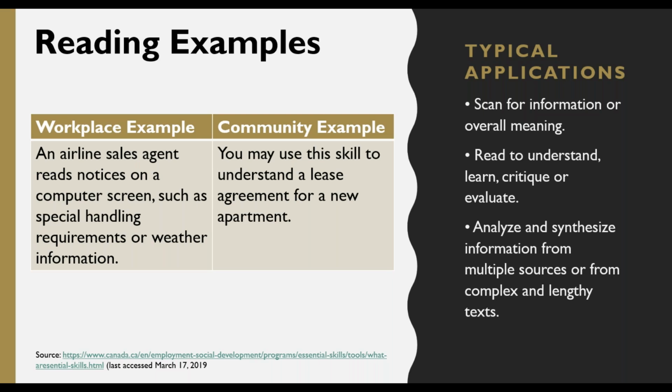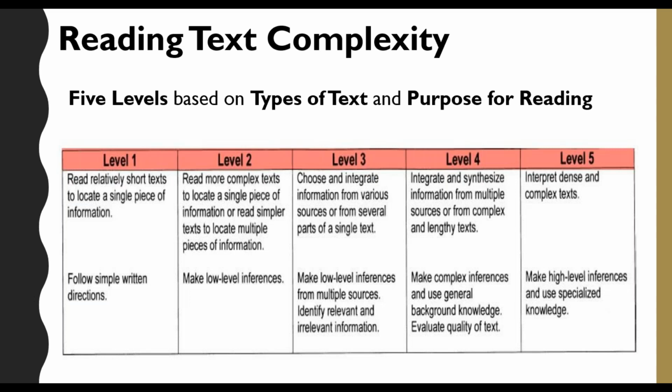Later on I'll show you where to find more information, but when you read through all the information that Human Resources Development Canada has on essential skills, they have loads and loads of examples for each of the essential skills. When you look at the complexity of reading text, there are 5 levels of complexity. As I said earlier, typically each essential skill is based on either 4 or 5 levels of complexity. It varies from skill to skill. And it is also based on 2 different areas or dimensions, types of text and purpose for reading.